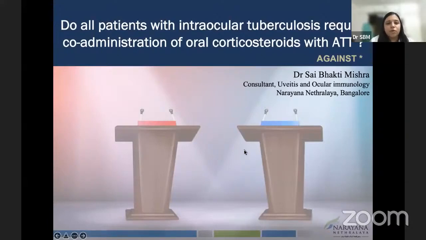So my topic is, do all patients with intraocular tuberculosis require co-administration of oral corticosteroids along with ATT? I don't think so, and I will be speaking against this.